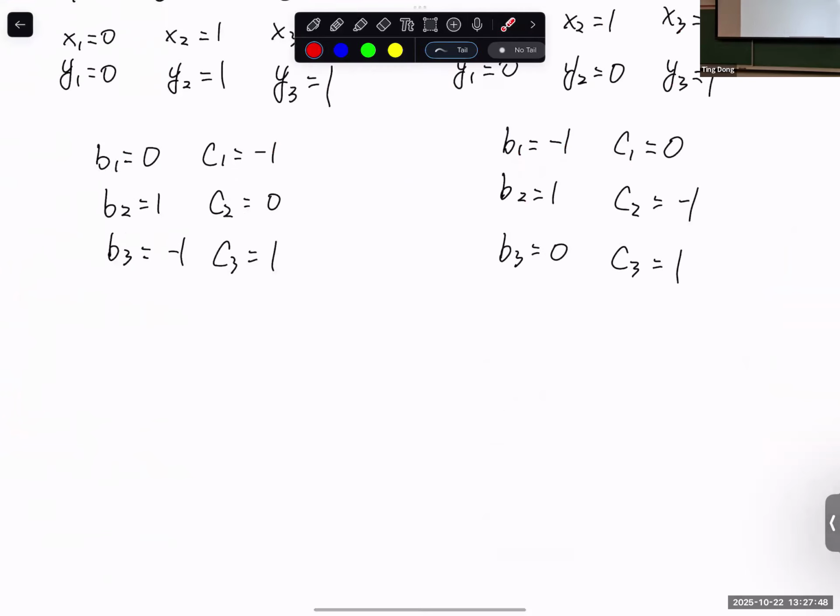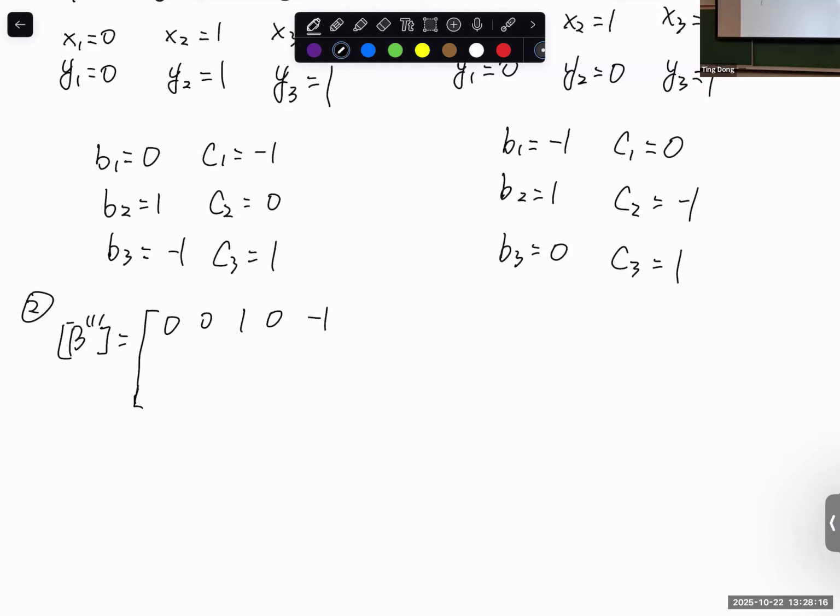And then, second step, we can write the B matrix for each element. For element 1, again, check your lecture notes for the definition of the B matrix: 0, 0, 1, 0, negative 1, 0.